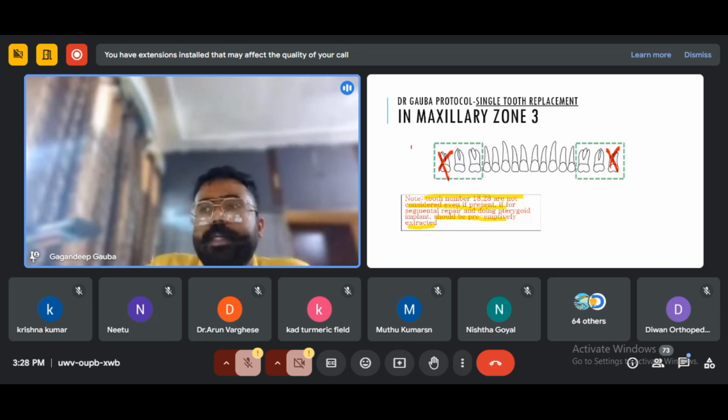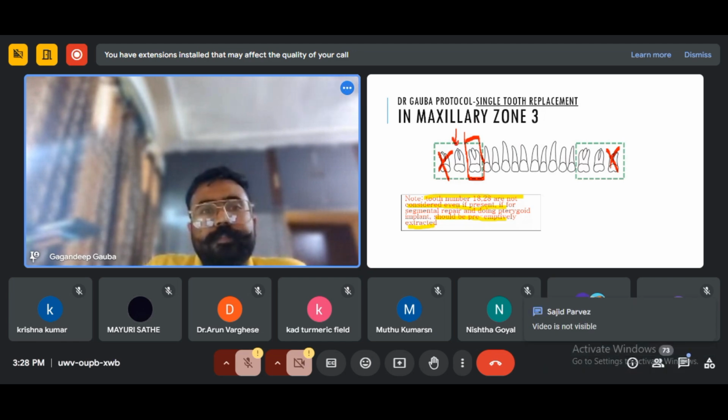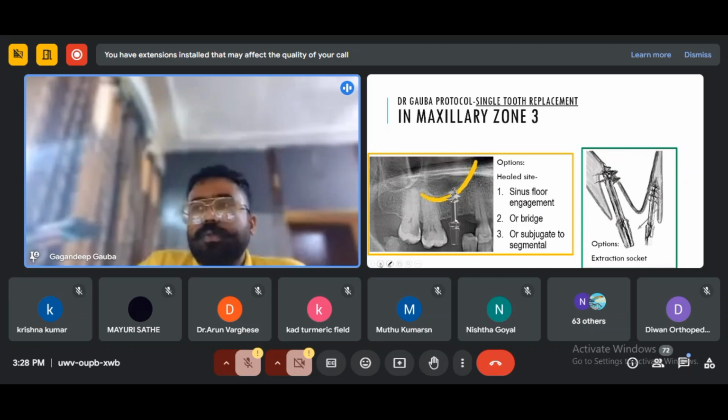So we will only be dealing with the replacement of the first and second molar, primarily the first molar, because restoring up to the first molar gives the patient bilateral chewing capacity. The second molar is not that much required, but if we want to, we can replace the second molar also, right? So for the protocol of single tooth replacement in zone 3, there are three treatment possibilities, right?